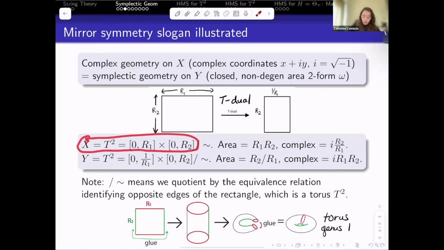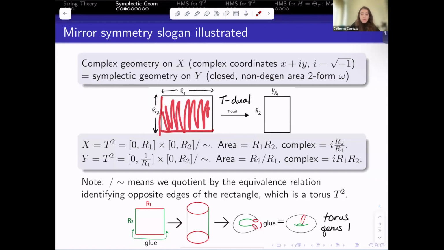X, which is when the lengths are R1 and R2. Well, I said a surface with an area form is a symplectic manifold. So the symplectic geometry is encoded in the area. So the area of this is R1 times R2. That's the symplectic geometry of this.